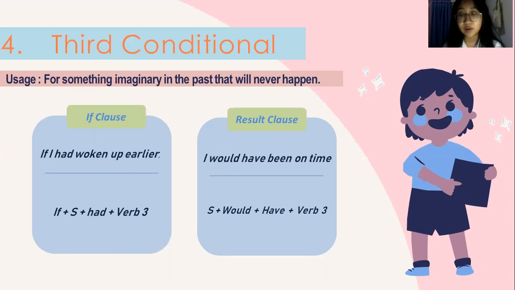It is something that will never happen, right? Because it already happened in the past and you cannot change it. That is why it is called the third conditional.